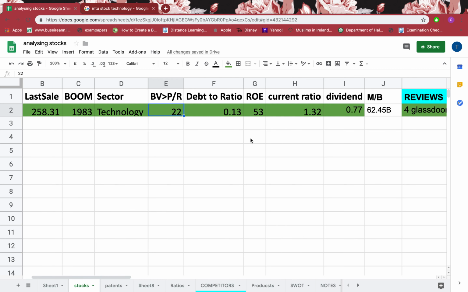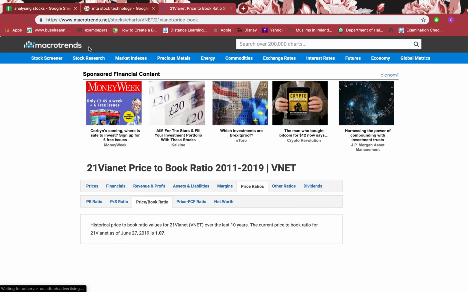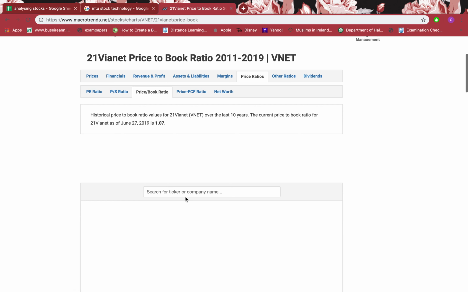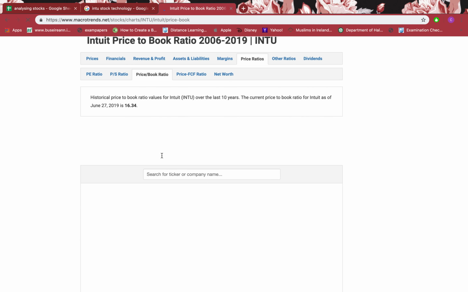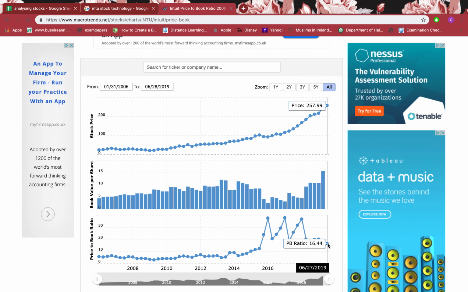Now, there are some ratios that are very important when you're looking at the stock. This is just when you're looking briefly at the stock, not in detail. I'll go through it with you later on. So you just type in Google macrotrends, which is a very useful website that I use often. You go to price ratios, then price book ratio, and just paste the symbol. Again, you have to be careful. It should be Intuit, that's what we are looking at. I'm looking at the price book ratio right now, and it's 16.44.